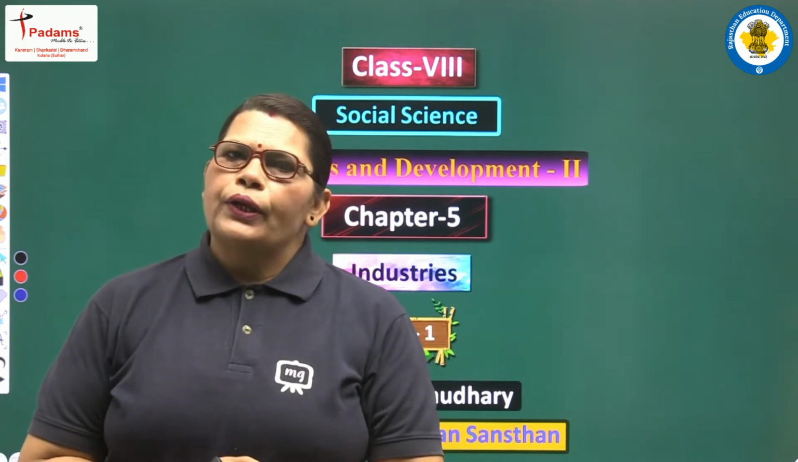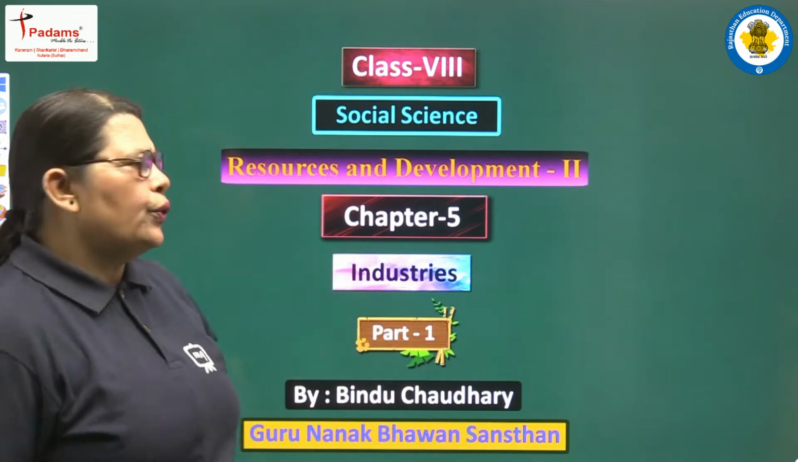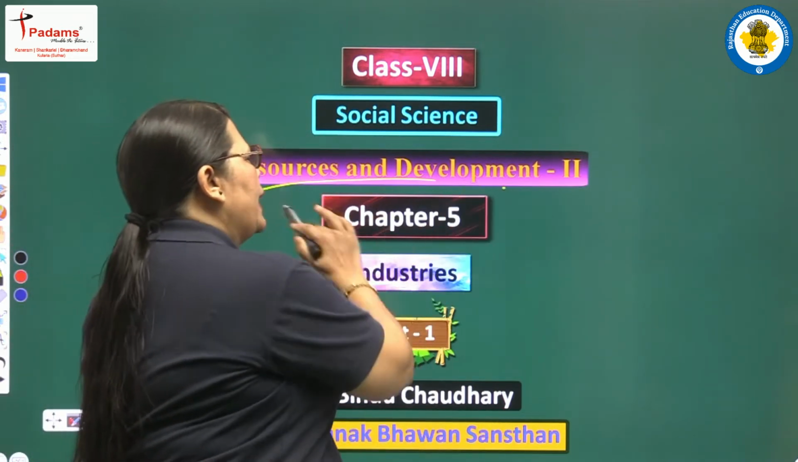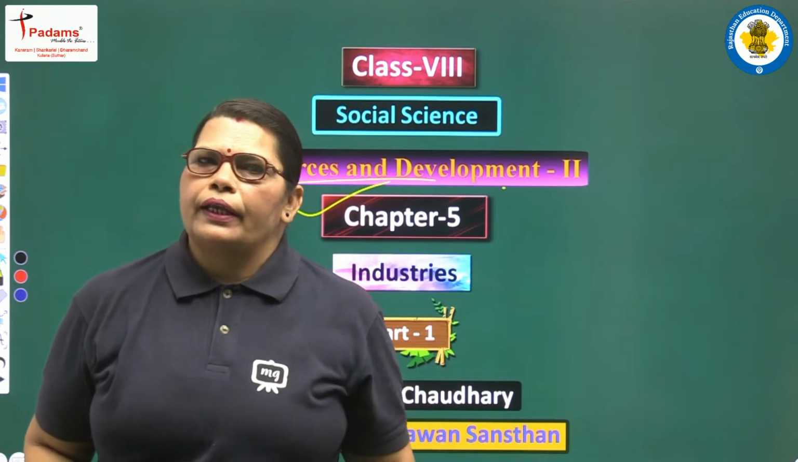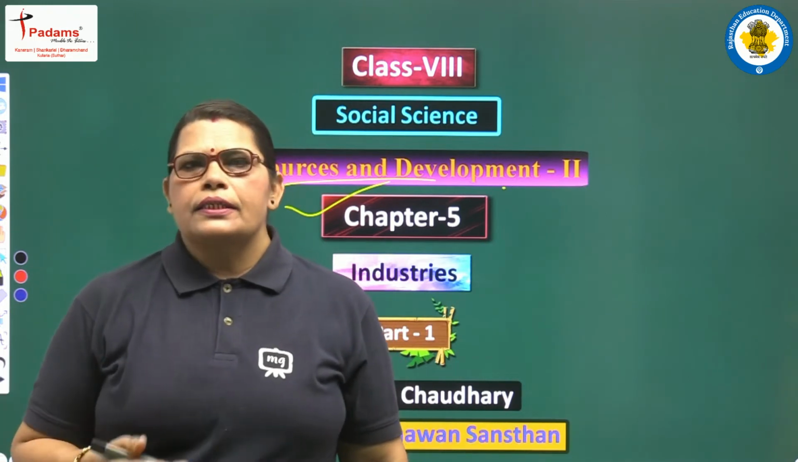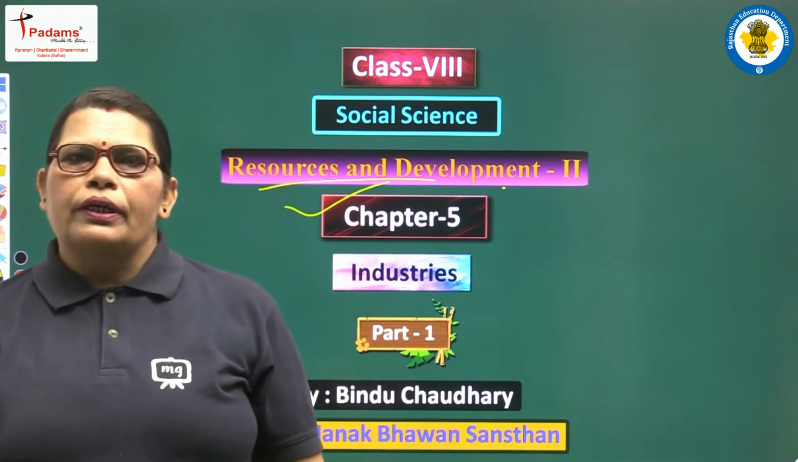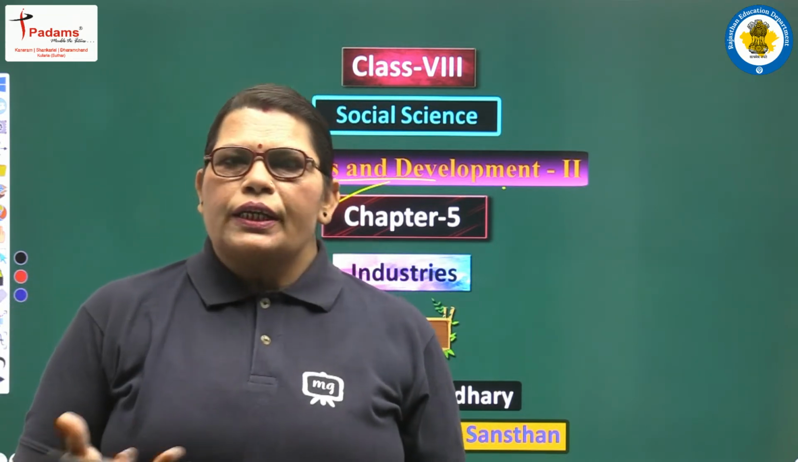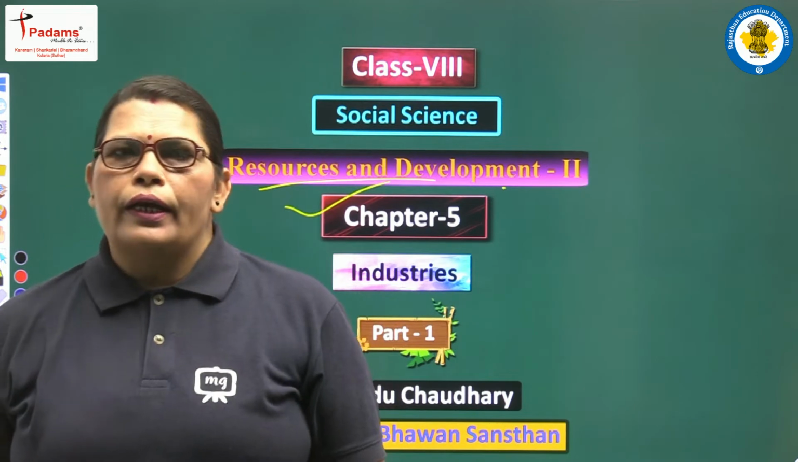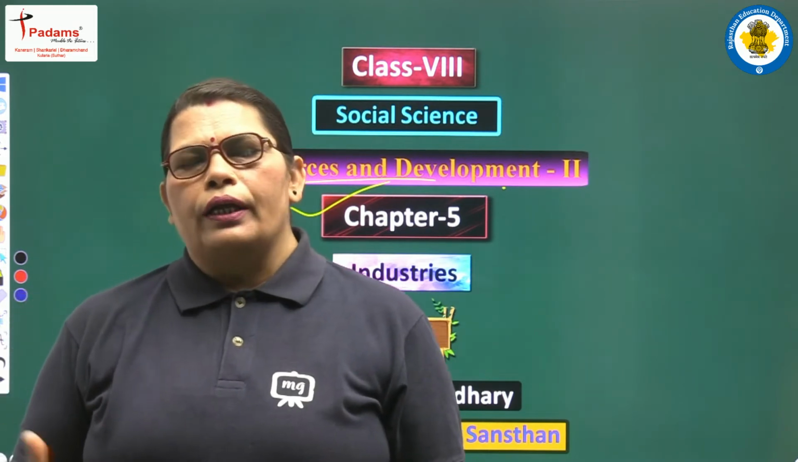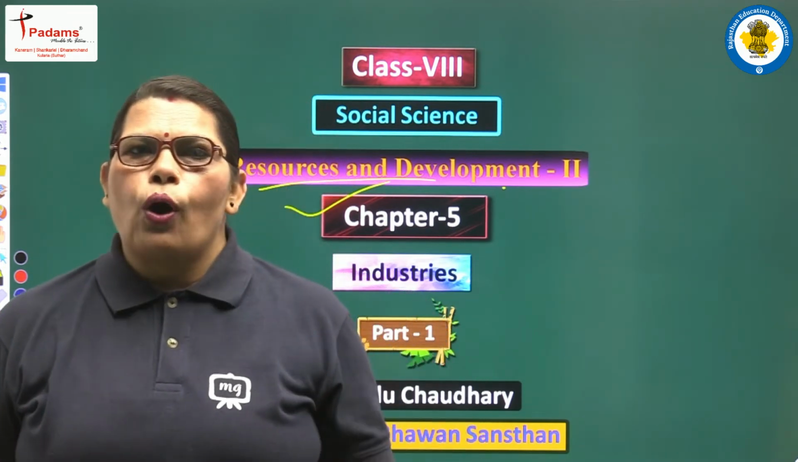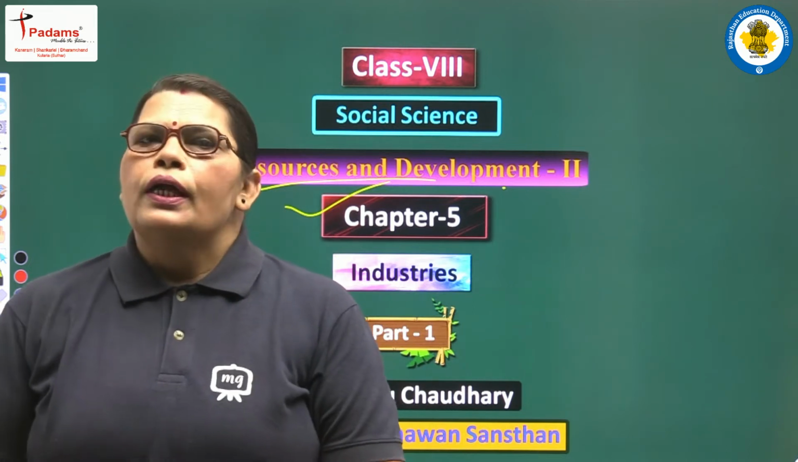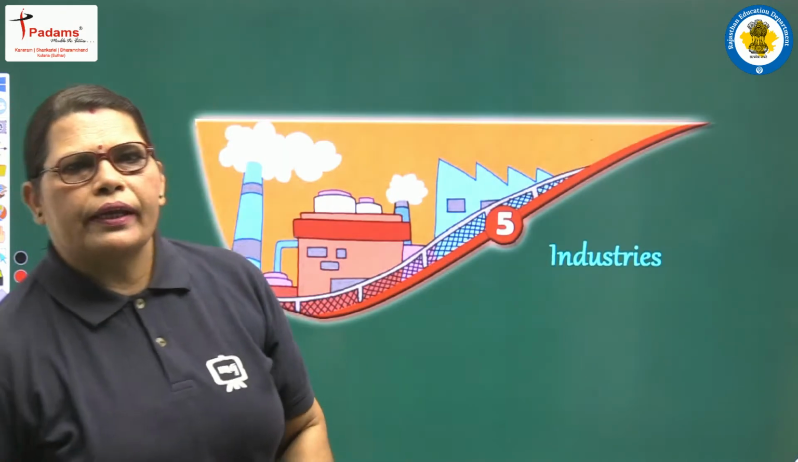Yes, students, today you are with Bindu Chaudhary and we are continuing our resource and development chapter 5. The name of the chapter is industries, and in this chapter we are continuing with the different aspects of industries, such as on which setup it is based and who is the owner and who will be the owner as per the conditions. We will discuss all this in this chapter. So let's start today's chapter here.